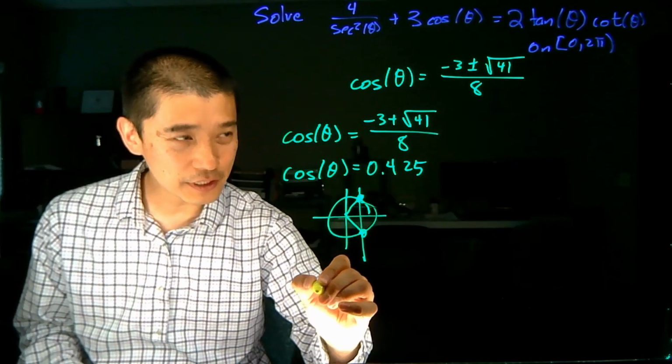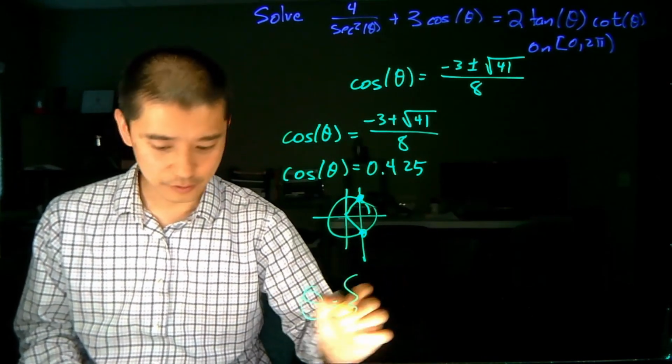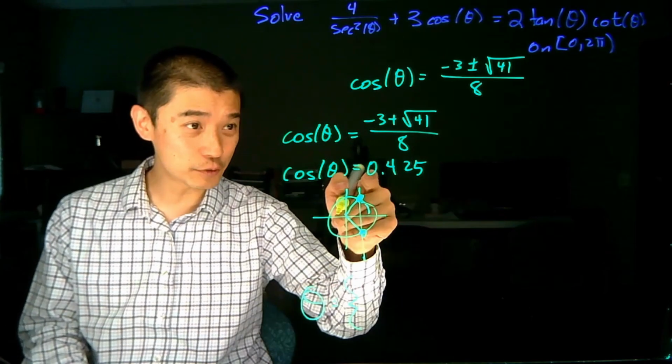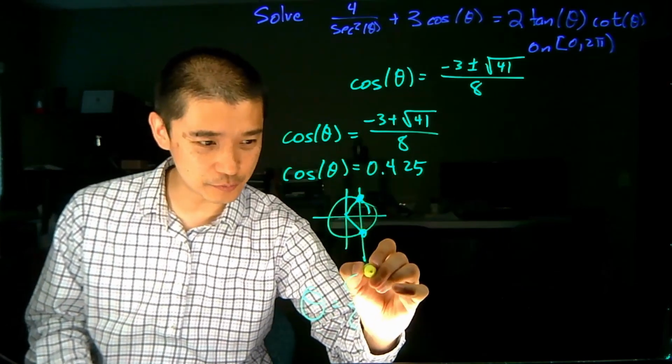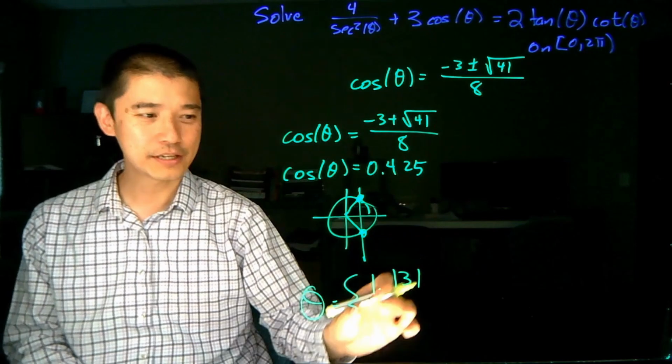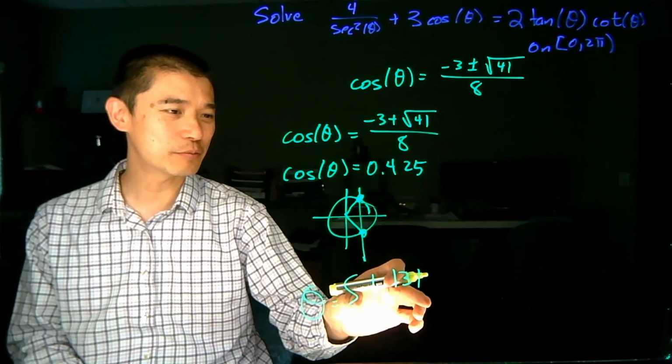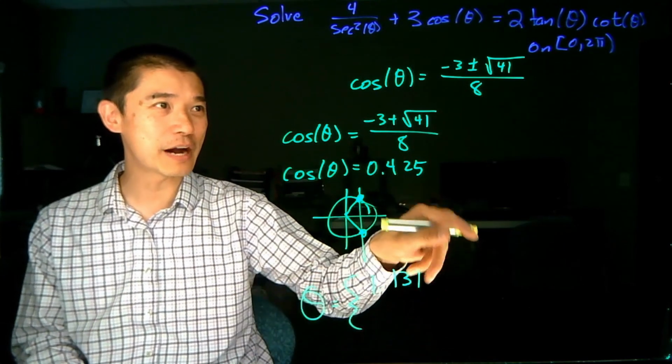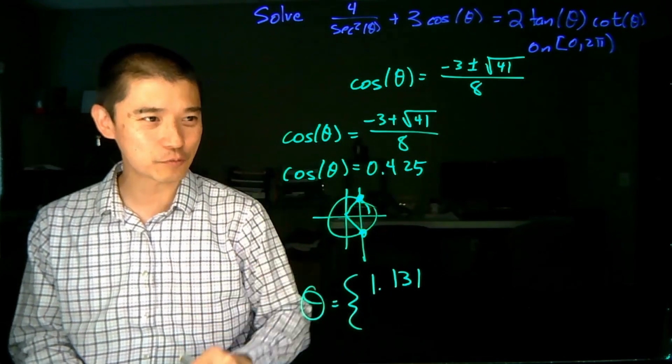And when you put this into a calculator, you're going to get the value of the inverse cosine of 0.425 is 1.131. Now remember, this is in radians, and 1.131 radians, this is less than pi over 2 radians, and so this will give us our first quadrant value.